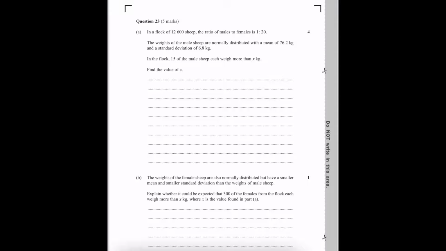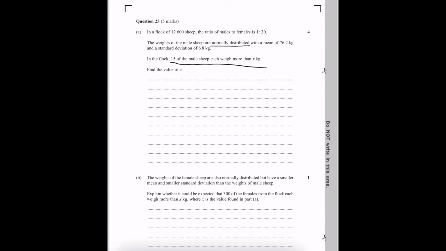So we know that this is going to be a normal distribution question, obviously hinted by those two words. And essentially we're finding the value of x. So what I like to do is sort of work backwards. So we know that x is found in this piece of information that says 15 of the male sheep each weigh more than x kilos. So how many male sheep are there? And we can use, I guess, this first line to figure that out.